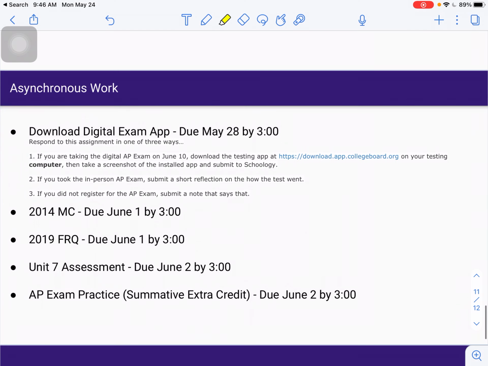Okay, and then here is just your asynchronous work for the week. I already showed this slide, but I just want to hit it again. First thing is make sure you get that digital exam app downloaded if you're doing that digital exam. If you aren't doing the digital exam, remember I have some different requirements for you. These problems we'll be working on in class today and during the day 2 lesson. You have that assessment to take care of, and then I do have some extra AP exam practice for extra credit that you all can work on.